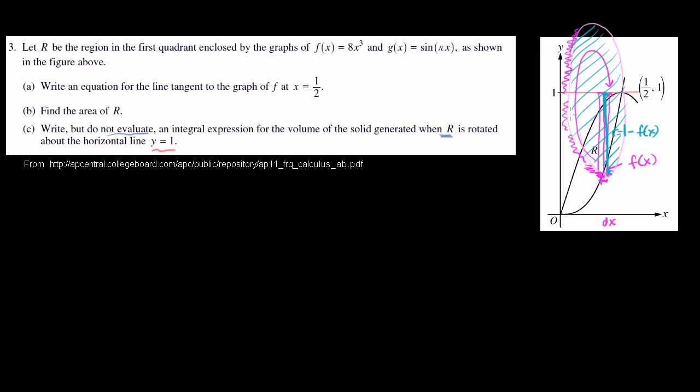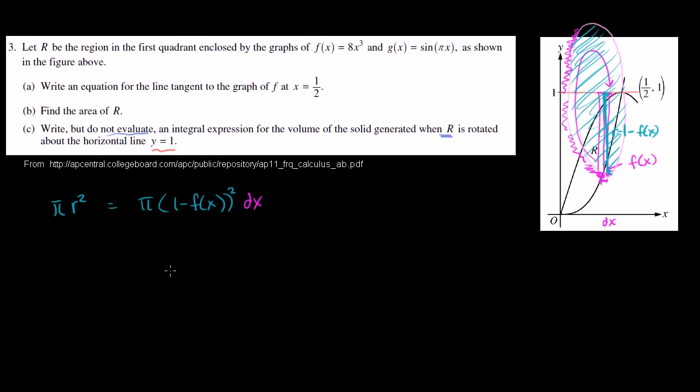So the area of the face of this coin is going to be pi times the radius squared, which is equal to pi times 1 minus f of x, squared. That's this blue area right over here. And then if I want to find the volume of this coin, I would multiply it by the depth of the coin, so times dx.